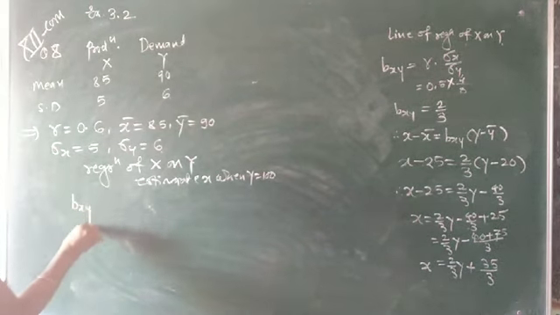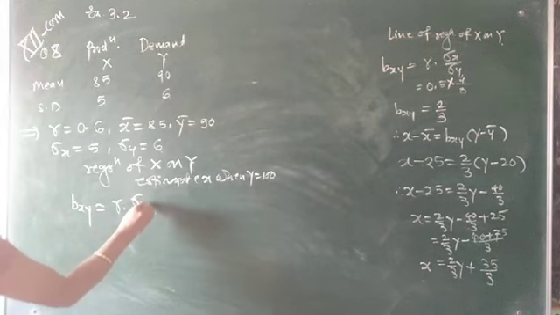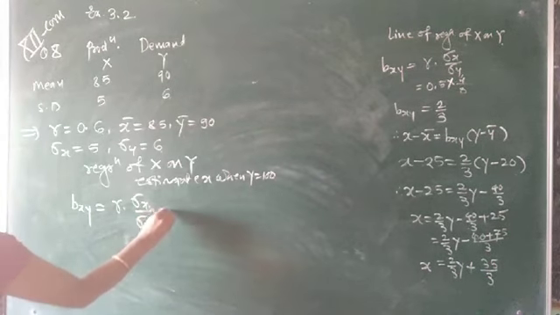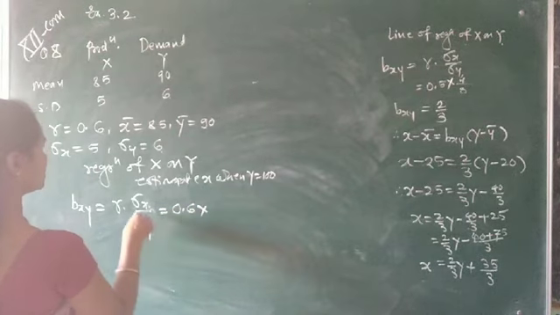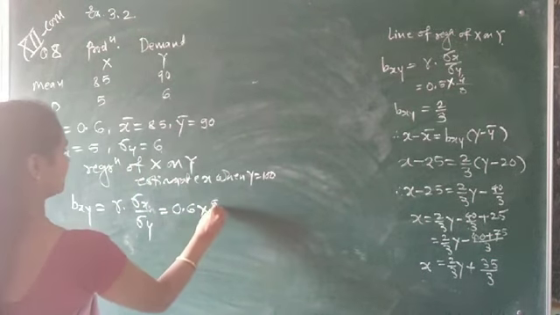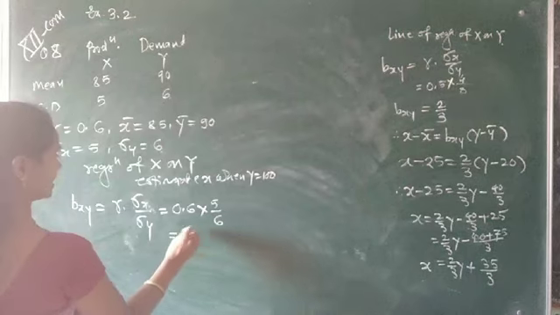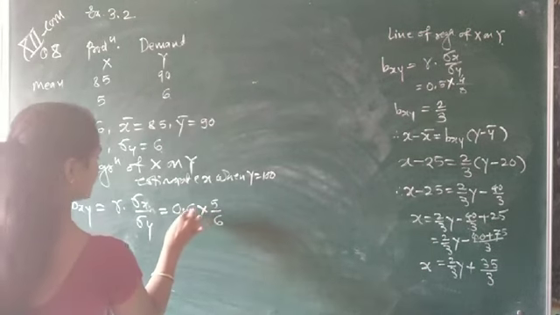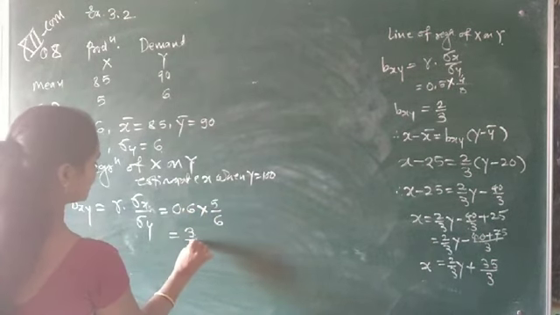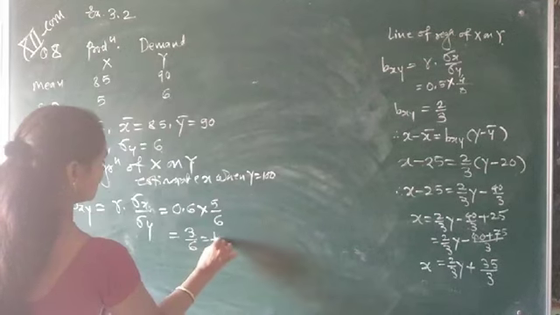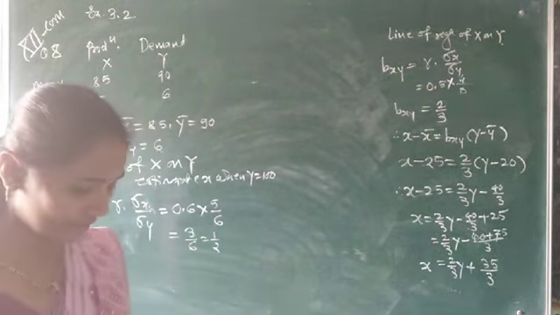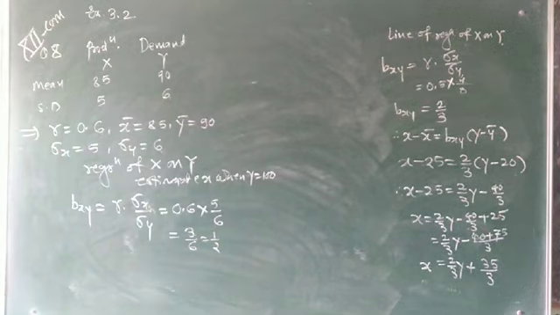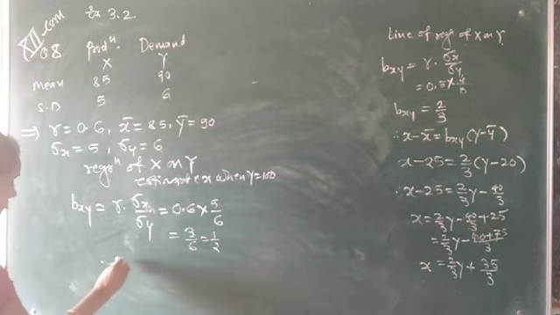bxy is equal to r into sigma x upon sigma y. What is r? 0.6 into sigma x 5 upon 6. Again it is 5 upon 6. So 6 5s are 30. That is 3 by 6, which is 1 upon 2, that means 0.5. Now next we are going to find the line of regression of x on y.